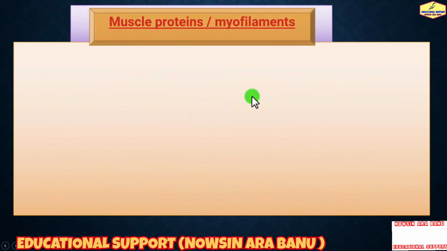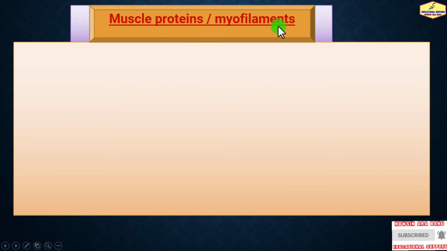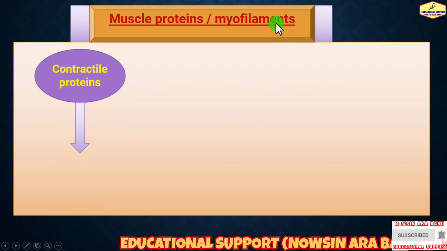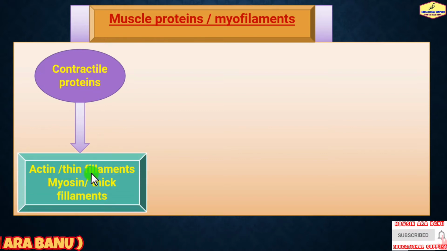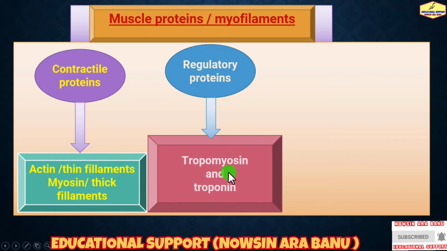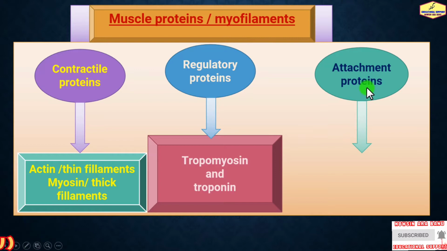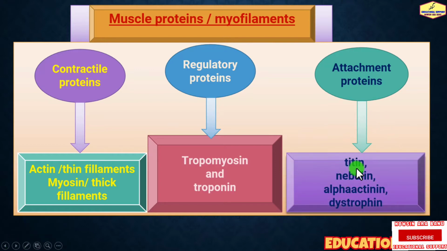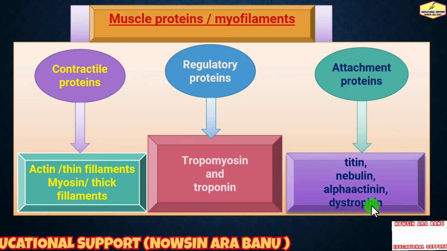Next, we are going to focus on muscle proteins or myofilaments. Do you know what are muscle proteins? Muscle proteins or myofilaments are contractile proteins, that are actin or thin filaments and myosin or thick filaments. Regulatory proteins, that are tropomyosin and troponin. And the last one is attachment proteins, that are titin, nebulin, alpha-actinin, and the last one is dystrophin.